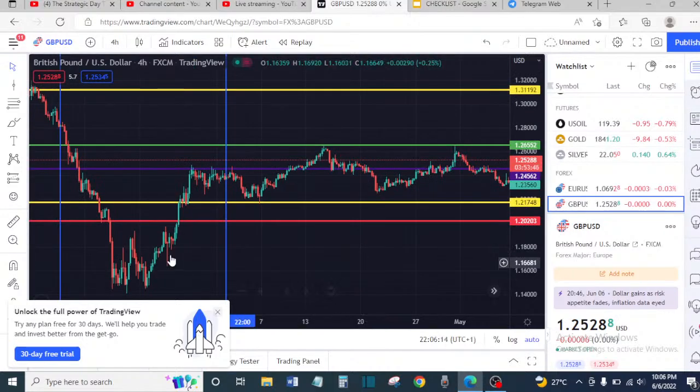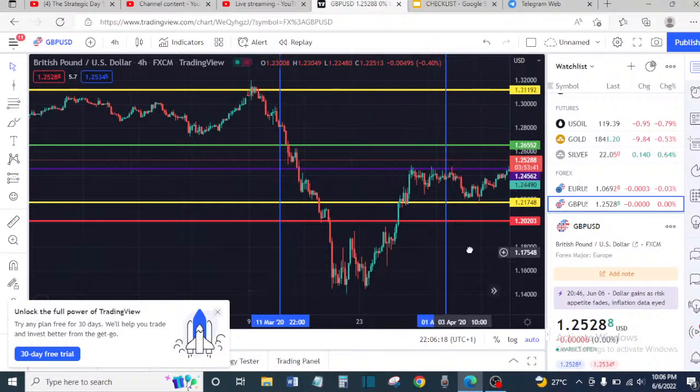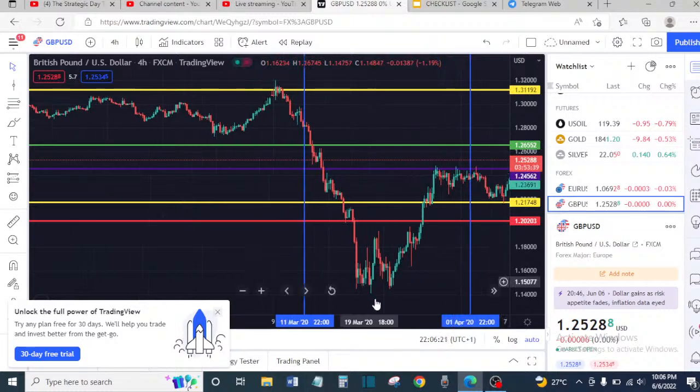You can see clearly the pin bar there. You can see it. Look at the pin bar. Okay.